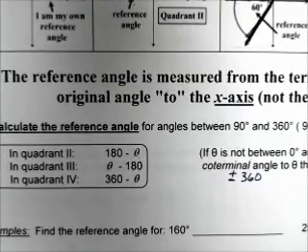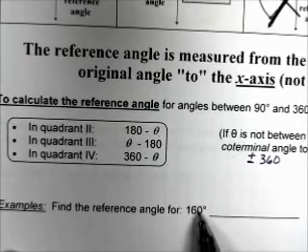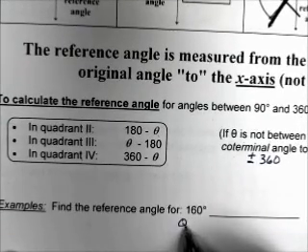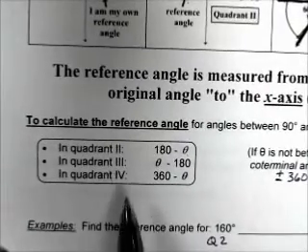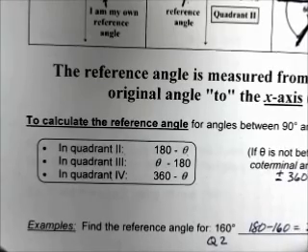Okay, so find the reference angle for 160 degrees. Well, 160 degrees would be in quadrant 2. So for quadrant 2, we would take 180 and subtract 160. So our reference angle is 20 degrees.